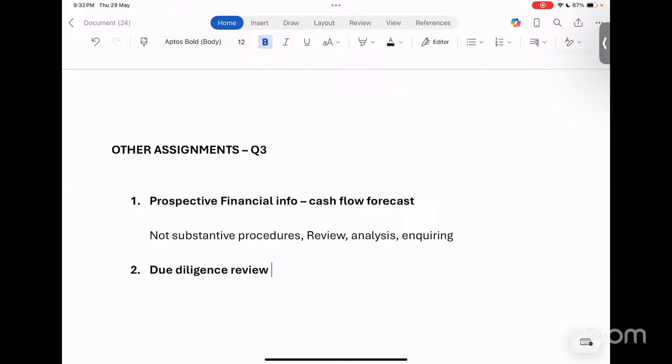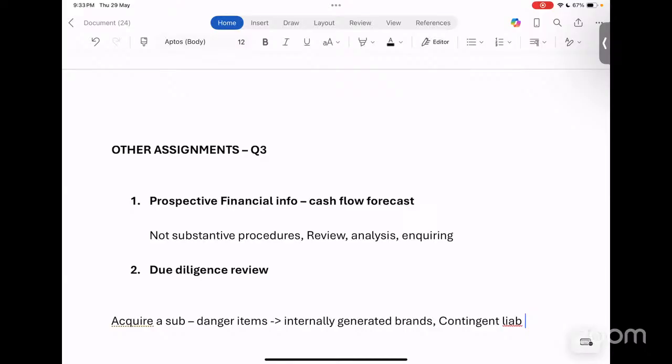Okay, so you can get a question. For that, you must know that whenever we acquire a subsidiary, there are certain items which are not reported in the individual accounts of the subsidiary, but are recorded on the date of consolidation. Those items are like internally generated brands, which are not recorded in the individual accounts of the subsidiary, but are recorded in the consolidated accounts. Similarly, we have contingent liabilities. Generally contingent liabilities are just disclosed, but on the date of acquisition, that is at the group account stage, they are actually recorded. So in the due diligence review, keep that in mind and make your procedures accordingly.